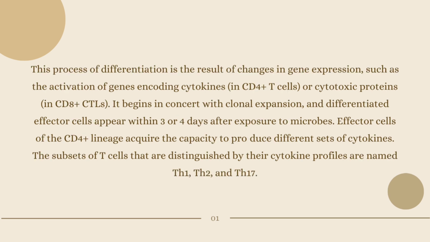This process of differentiation is the result of changes in gene expression, such as the activation of genes encoding cytokines or cytotoxic proteins. It begins in concert with clonal expansion, and differentiated effector cells appear within 3 or 4 days after the exposure to microbes. Effector cells of the CD4+ lineage acquire the capacity to produce different sets of cytokines. The subsets of T cells that are distinguished by their cytokine profiles are named Th1, Th2, and Th17.